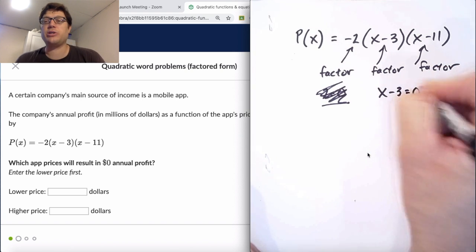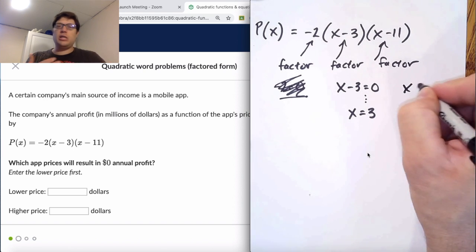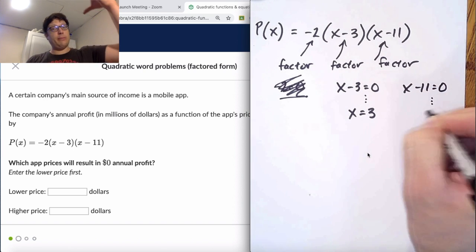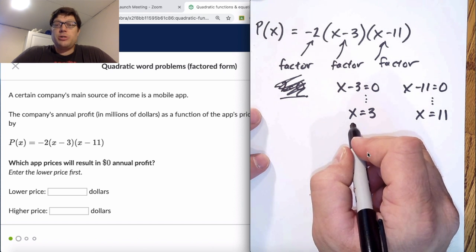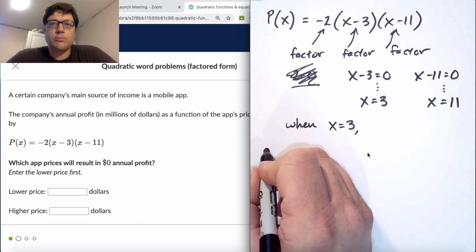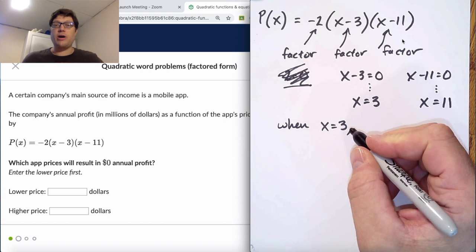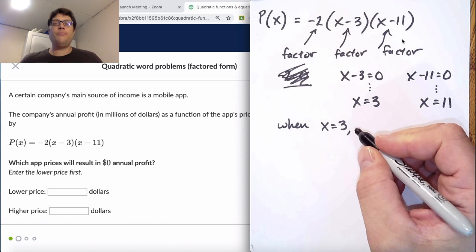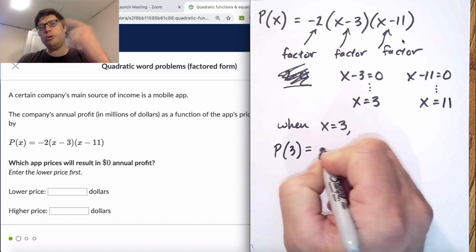Each of those are factors. Negative 2 is a factor, but it doesn't really do anything in that it doesn't equal 0. The negative means the parabola opens down. X minus 3 is a factor, so set it equal to 0 with the zero product property and solve for x: 3. X minus 11 is a factor. Set it equal to 0 and solve for x: 11. So when x is 3, you put 3 back in.